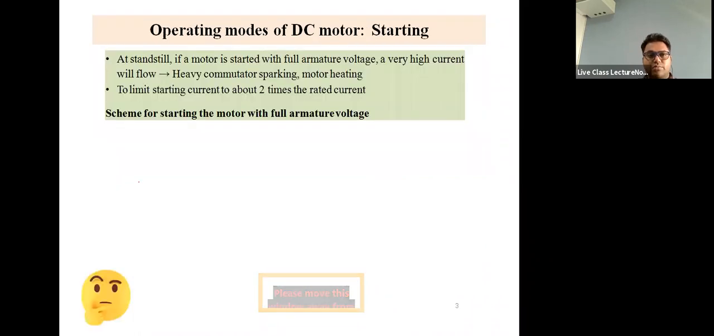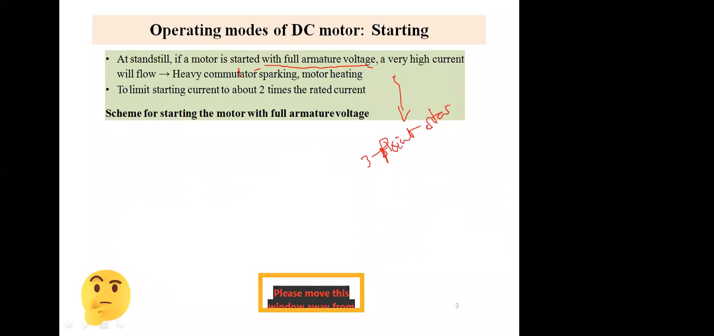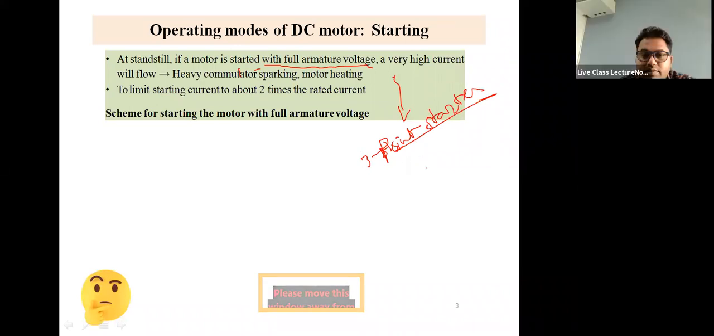So what are the operating modes? At standstill, if a motor is started with full armature current, a very high current will flow. Do you remember that a DC motor should not be started at full voltage directly? It should be started through a three-point starter. Why? What is the reason?